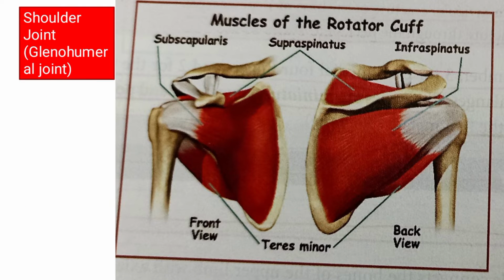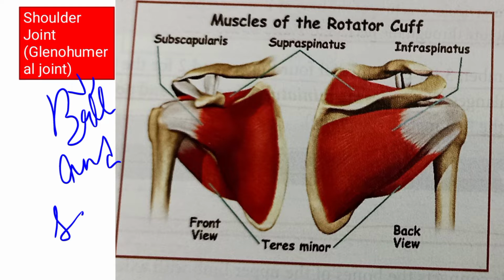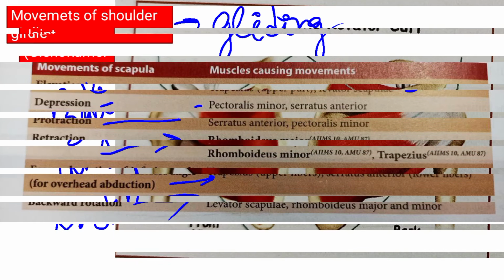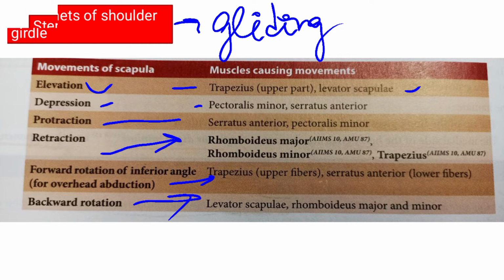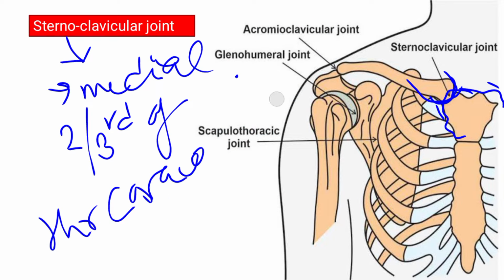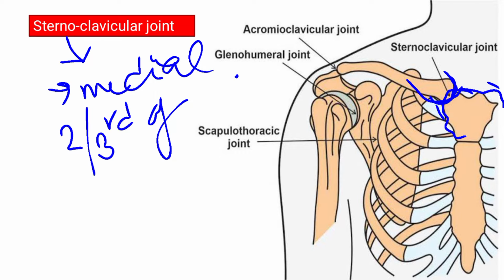So now shoulder joint or glenohumeral joint. This is a ball and socket joint between head of humerus, which is like a ball, and glenoid cavity of scapula, that's a socket. Here you can see in this picture this glenohumeral joint. This is the ball and this is the glenoid cavity of the scapula. So this is a ball and socket joint.